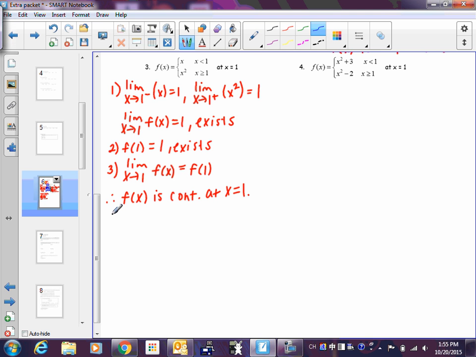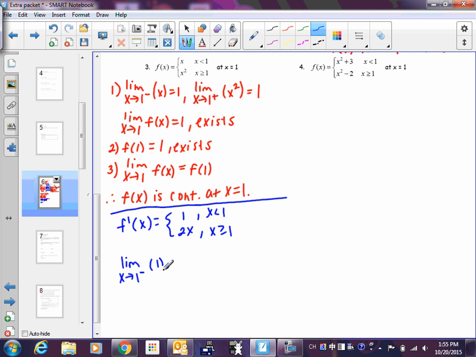Okay, now we need to do the derivative. So we got to take the derivative if we can, which we can on this, because now you know how to take the derivative of a piecewise function. The whole x less than 1, x greater than or equal to 1, that all just stays the same. You don't take the derivative of that part. We do need to figure out what is the slope or the derivative as x approaches 1 from the left. So I got 1 for that.